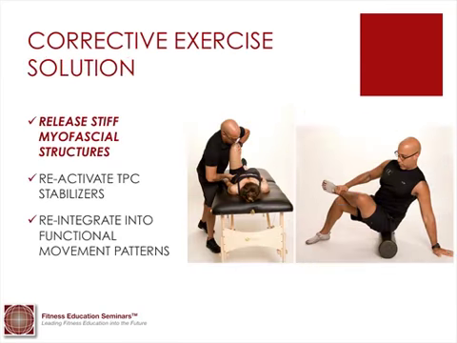So what are we going to do about this? Our corrective exercise solution is going to take place in 3 parts. First, we want to release the stiff myofascial structures. So in the image to the left, I'm using a muscle energy technique and having the client really think about relaxing and letting go from our gripping. Oftentimes, the hip needs to be taken posteriorly.